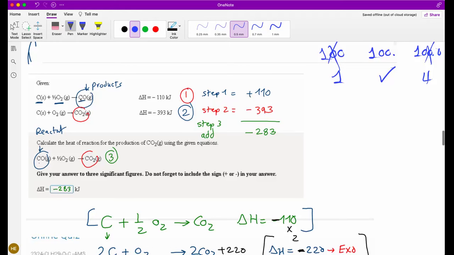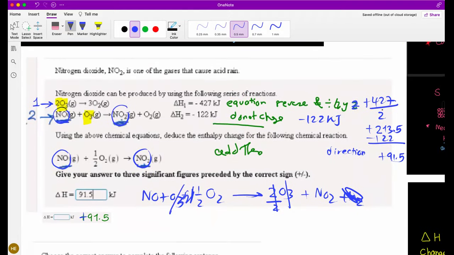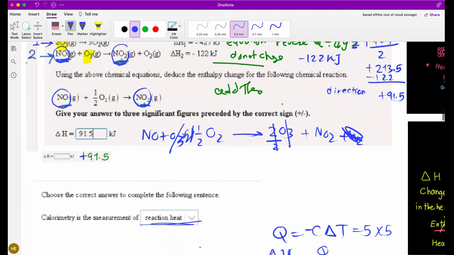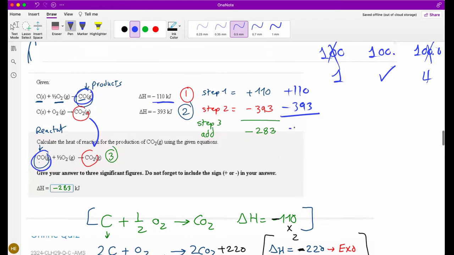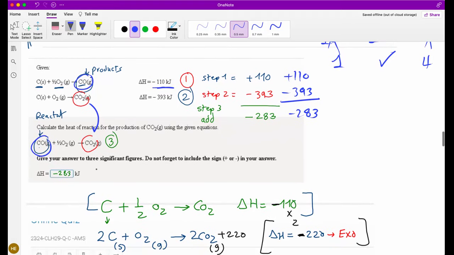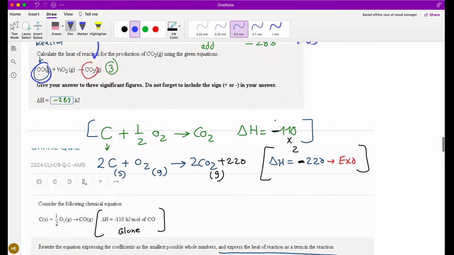This one is easy. The CO, reverse it here because here it's in the products, here it's in the reactants. So reverse it, it will become plus 110 instead of minus 110. And this one is the same, no changes, so it stays as minus 393. Again, you will add them like you added these two together, after changing. So it will be minus 803 and 3 significant figures.